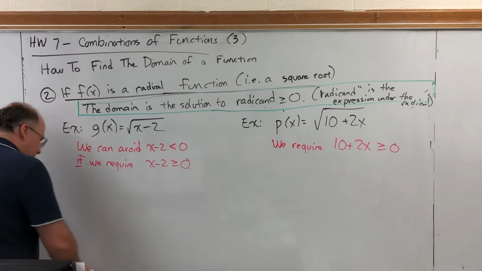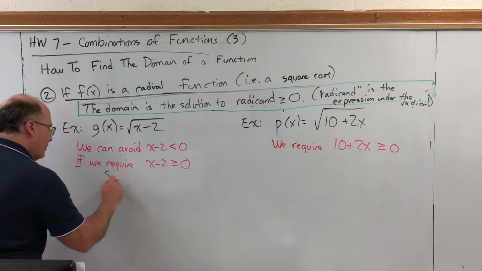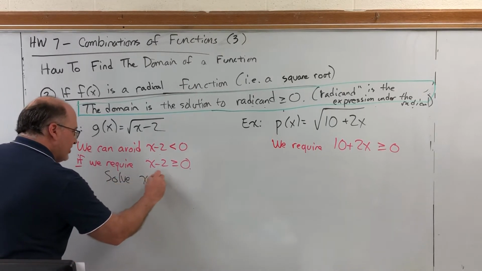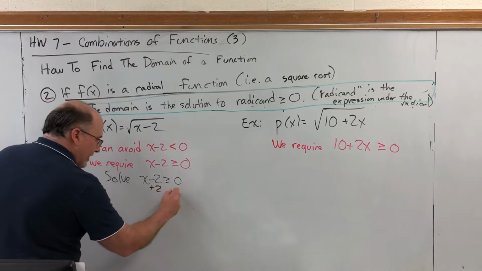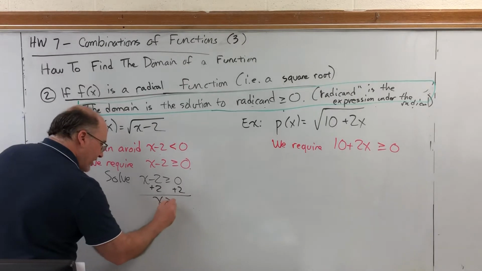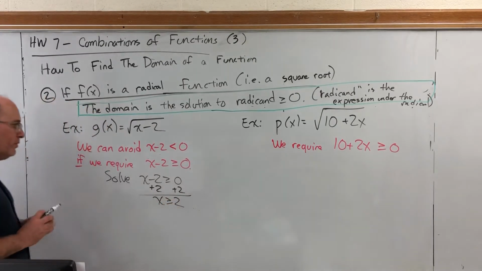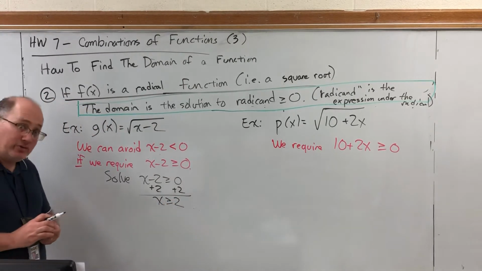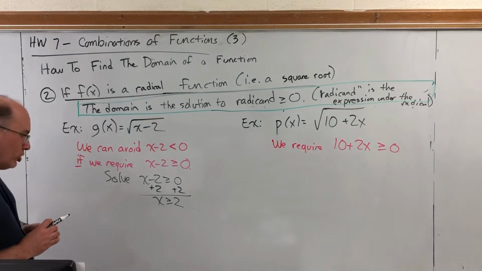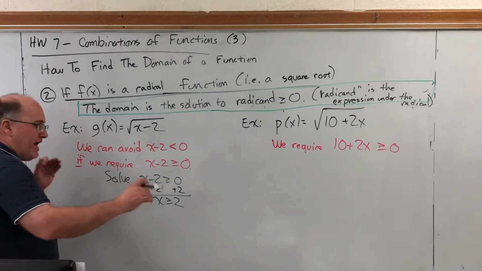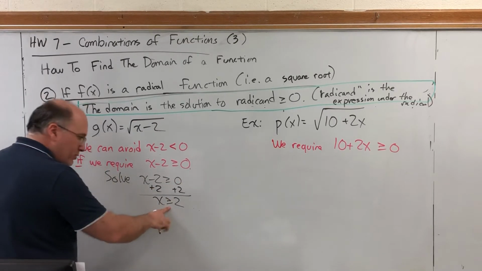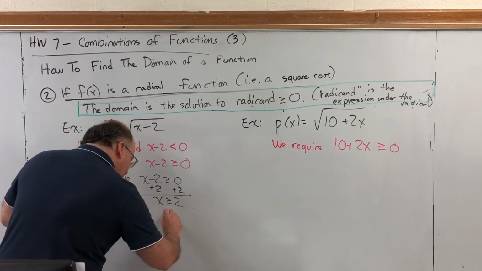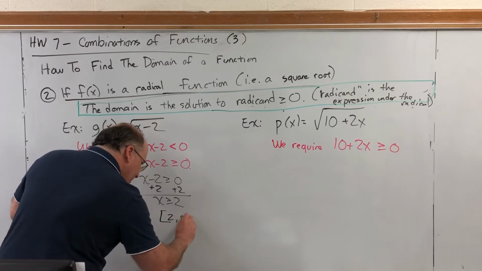So let's solve this one. We need to solve x minus 2 is greater than or equal to 0. That's pretty easy. Add 2 to both sides. x is greater than or equal to 2. Again, you're going to be asked for the interval solution. We could draw the number line, but imagine shading to the right of 2 with a bracket because it says or equal to. So the interval would be bracket 2, comma, infinity.